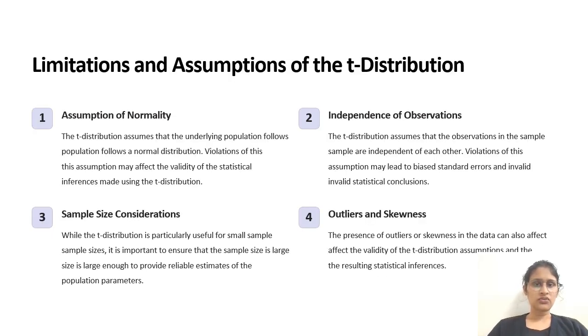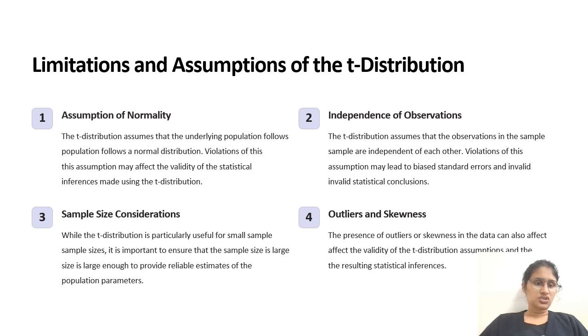Limitations and assumptions of the t-distribution. Assumption of normality. The t-distribution assumes that the underlying population follows a normal distribution. Violations of this assumption may affect the validity of statistical inferences made using the t-distribution.